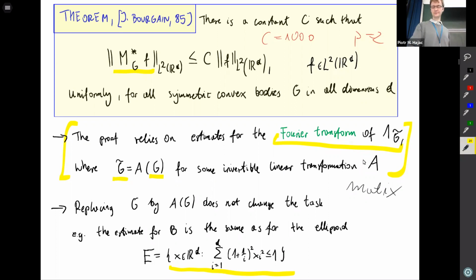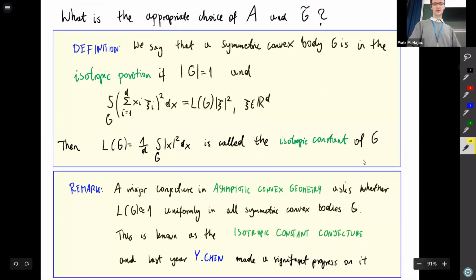Okay. So this was proved in 1985, and then what is the position that we are taking the body to? Because I said that we would like to replace the set G with some other set G tilde. Okay, and what is the transformation? So not really what the transformation A is, but what is this G tilde I would like to speak about?